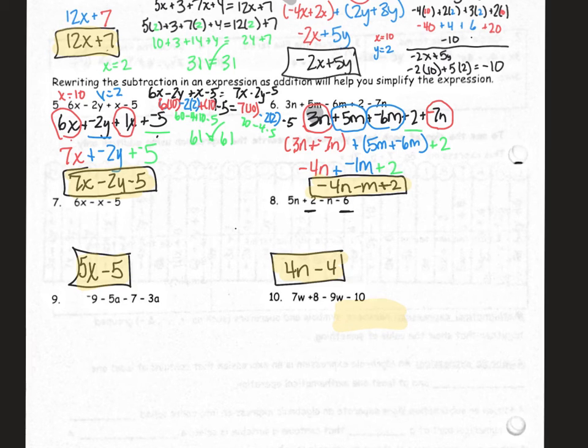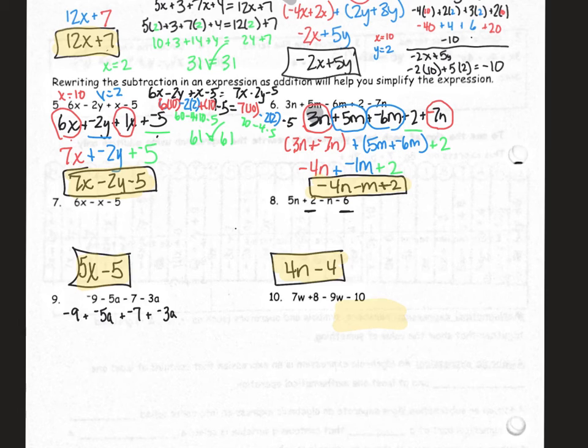So let's look at the last two then together, number 9 and number 10. And again, I'll show you how to do that check. So number 9, as I look through this, I'm looking for like terms and I'm looking for subtraction. So I have to change all of this. So I have negative 9. Subtract 5a is plus negative 5a, plus negative 7, plus negative 3a.